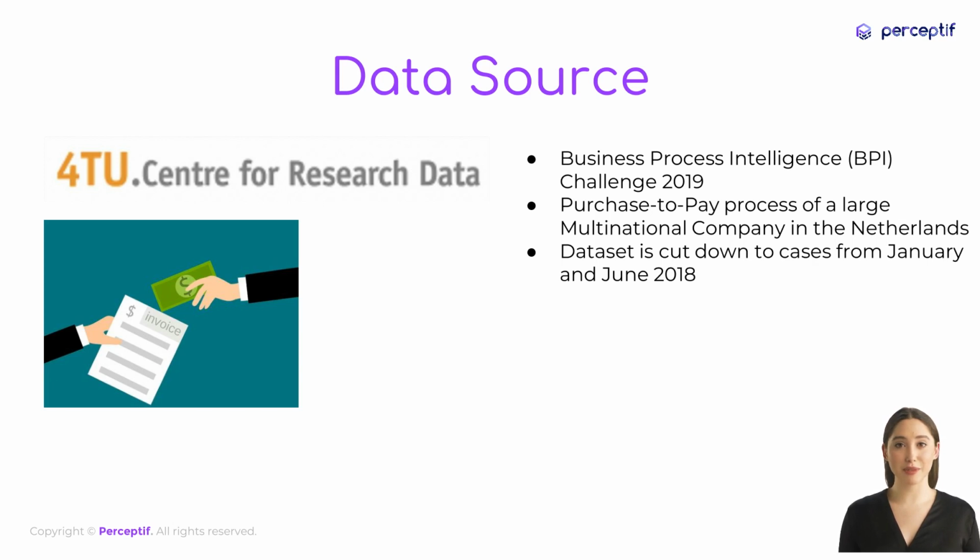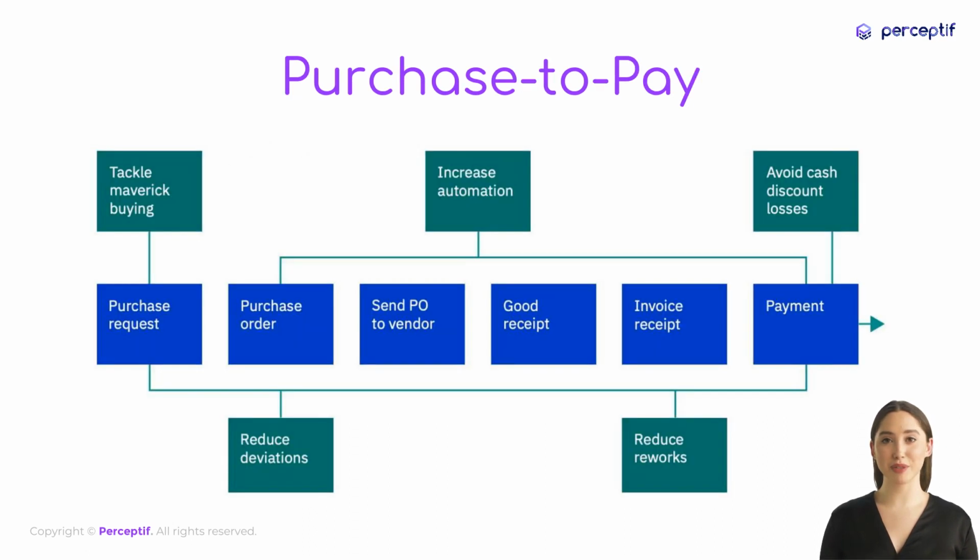The data records a purchase-to-pay (P2P) process of a large multinational company in the Netherlands that operates in the area of coatings and paints. For this demo, we have cut the data into purchase cases that occurred between January and June 2018. The purchase-to-pay process starts when an employee of a company decides that a specific good or service needs to be obtained. Once the good or service has been provided and paid for, the process is complete.